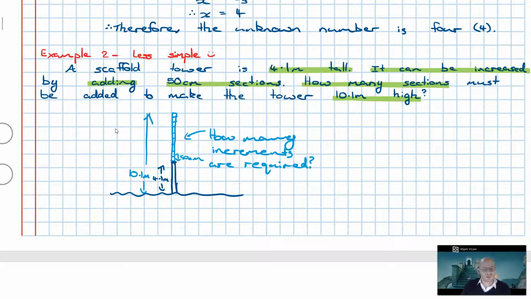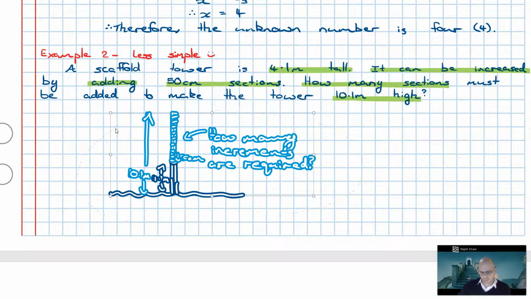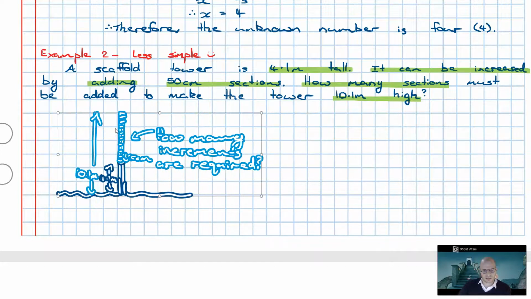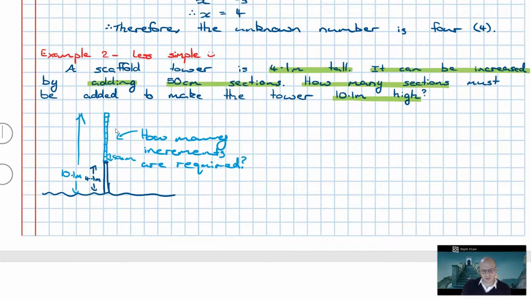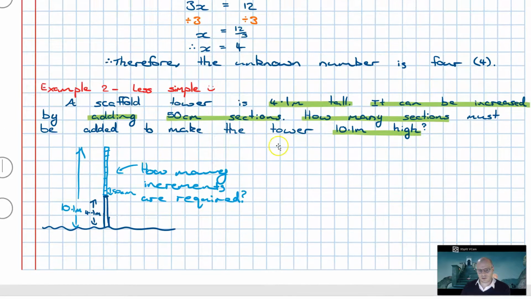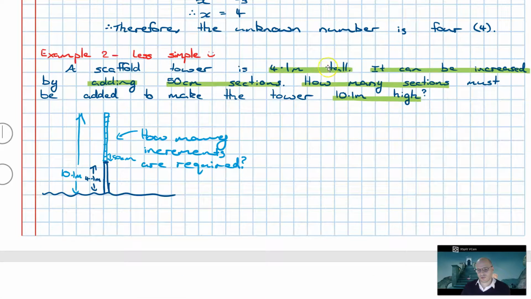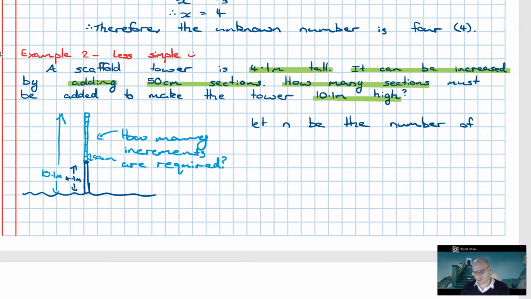So, unpacking the problem at hand, we'll leave this nice illustration somewhere over here. Alright, so we've done the first part of the analysis. We've looked at the relationships, we've drawn a little diagram to help us along the way, and now it's time to construct the mathematical model. The problem at hand is how many increments, so we'll say let n be the number of increments, or the number of sections.